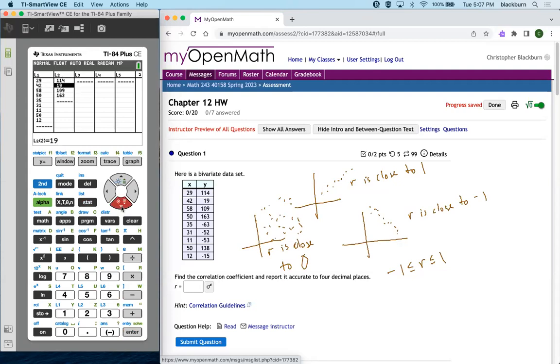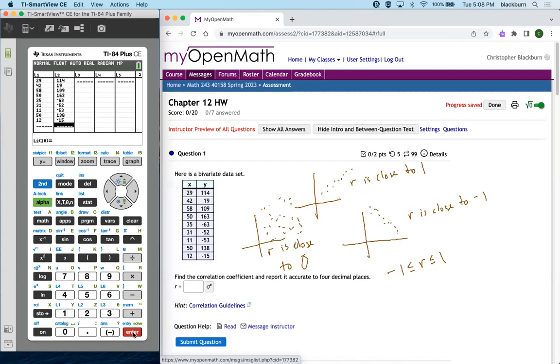114, 19, 109, 163. Next one's negative 63. Oh, I bet you I know what. I got to use my negative button on my calculator. I use the negative button on my computer and it doesn't like that. So negative 63, negative 52. So I actually got to move my mouse and hit the buttons now, which is slower. Then 138, negative 15. So I got my 2 sets of data in there.